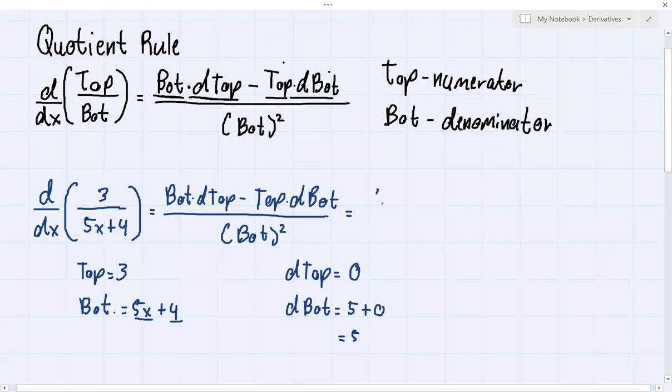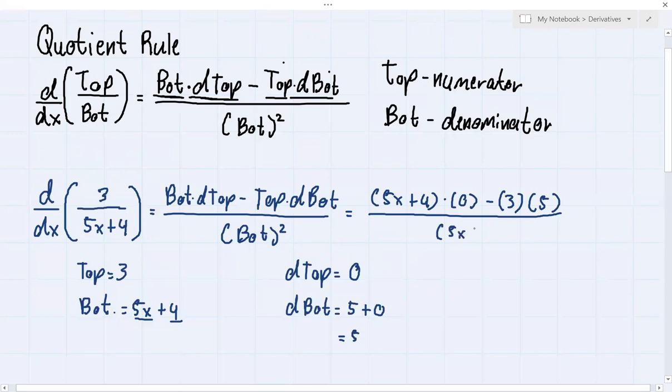So, bottom, okay, this would be 5x plus 4 times the derivative of the top, which is 0, minus the top, which is 3, times the derivative of the bottom, which is 5. Okay? There you go. Alright, tama ba ako? Okay, that's good. All over the square of the bottom, which is the square of 5x plus 4.